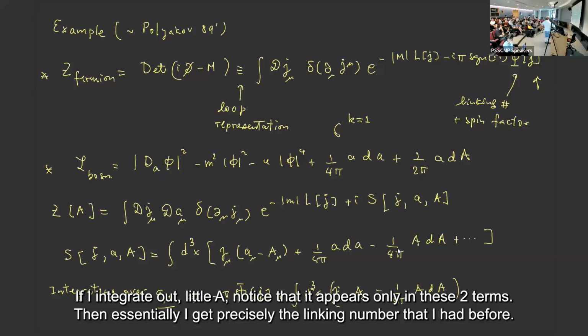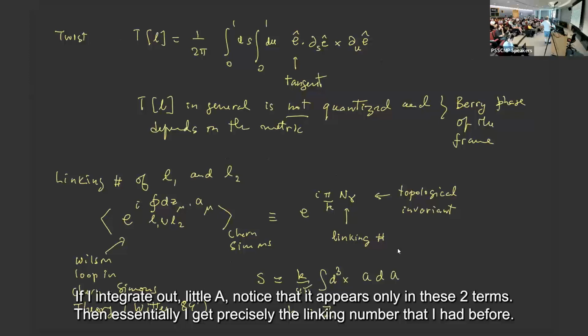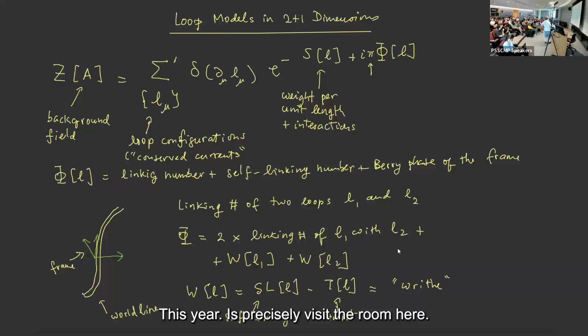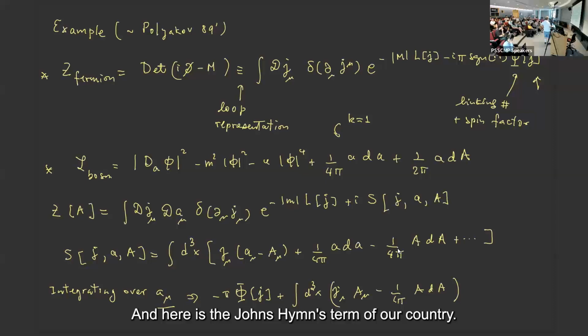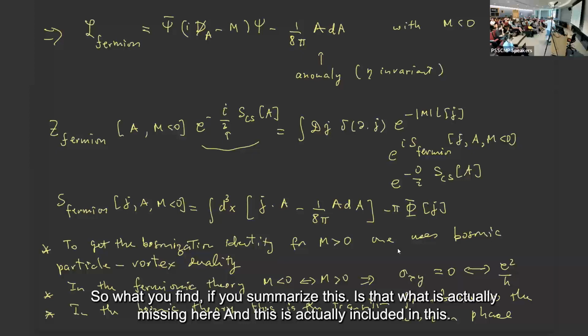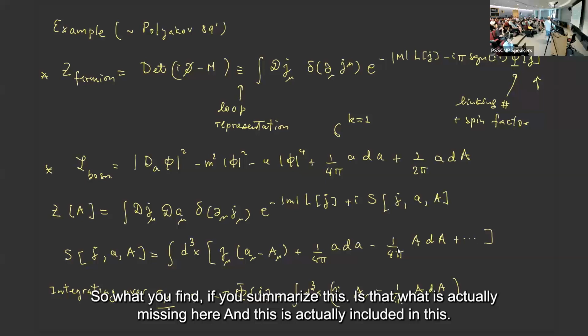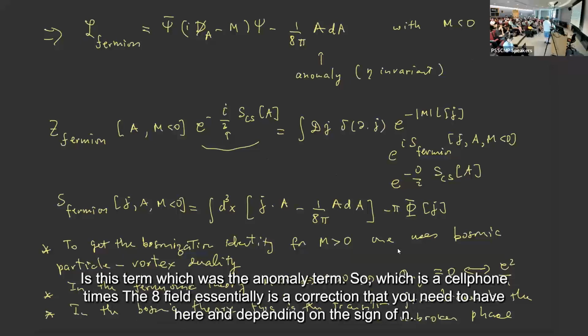If I integrate out little a, notice that it appears only in these two terms, then essentially I get precisely the linking number that I had before in this theory. It's precisely this term here. You get all of those factors. So minus pi times phi, you get the term which is J coupled to the background field, and here is the Chern-Simons term of the background field. So what you find, if you summarize this, is that what is actually missing here, and this is actually included in this derivation, is this term, which is the anomaly term, often called the eta invariant, which is a half-quantized gauge field. Essentially, it's a correction that you need to have here, and depending on the sign of n, this term is either cancelled or doubled. And that's what is usually called the duality anomaly.